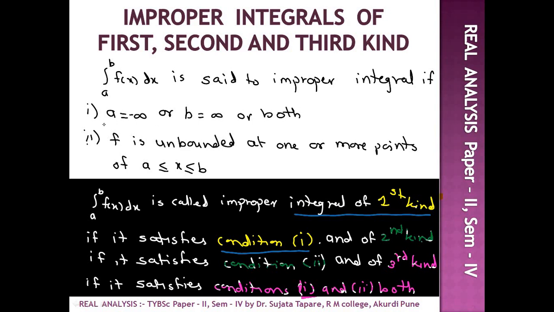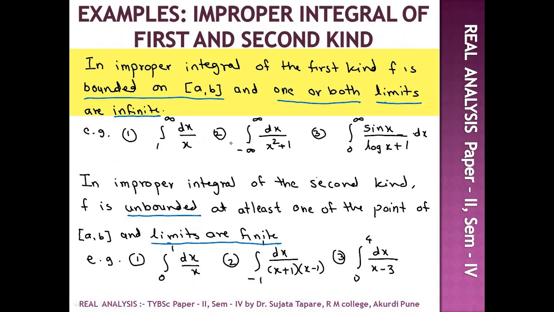But if it satisfies just the first condition, that is, if the limits are infinite but the function is bounded, then it is said to be an improper integral of the first kind. If it satisfies the second condition, that is, f is unbounded but the limits are finite, then we say that it is an improper integral of the second kind. And if both conditions are satisfied, then it is said to be an improper integral of the third kind.